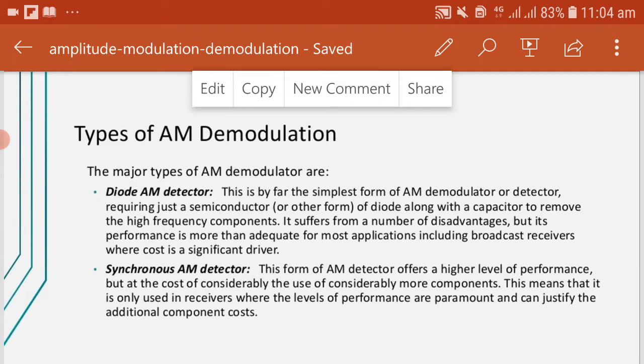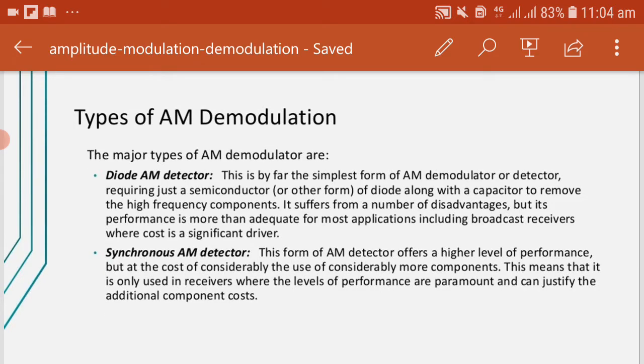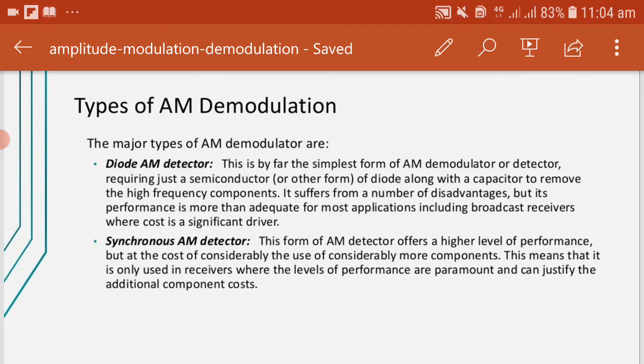The types of AM demodulation: the first is the diode AM detector, and the second is the synchronous AM detector. The diode AM detector is by far the simplest form of AM demodulator or detector, requiring just a semiconductor diode along with a capacitor to remove the high frequency components. It suffers from a number of disadvantages, but its performance is more than adequate for most applications, including broadcast receivers, where cost is a significant driver.